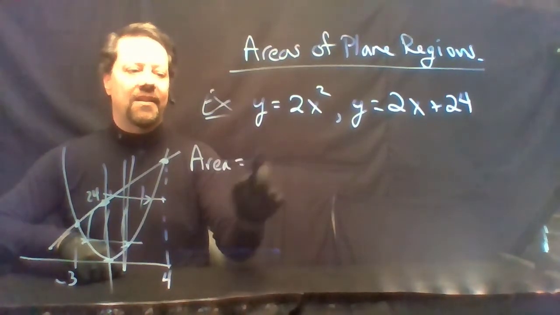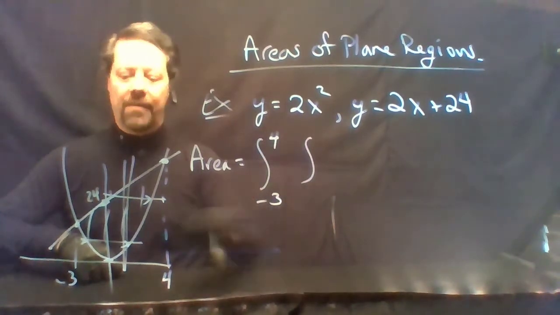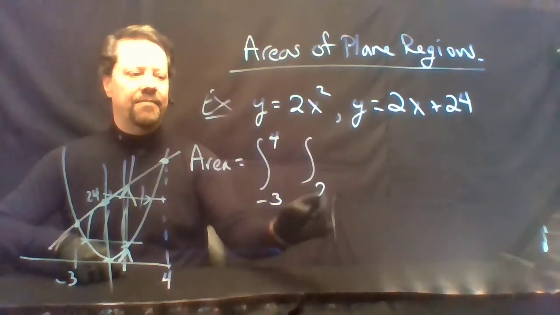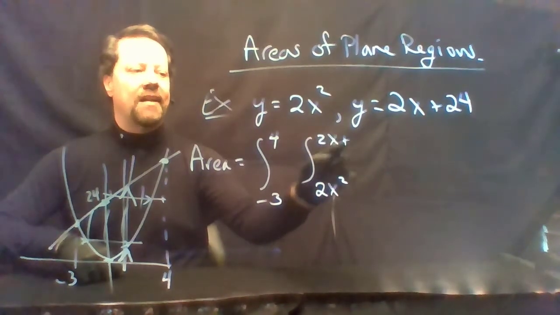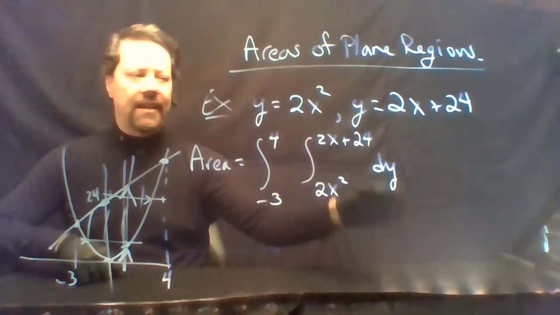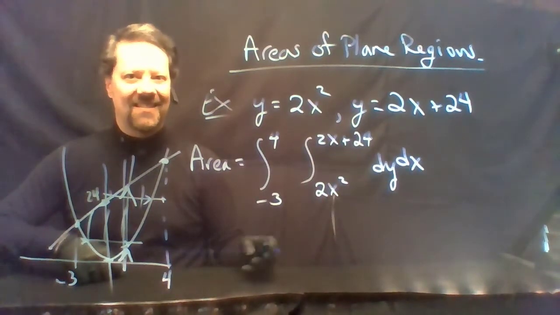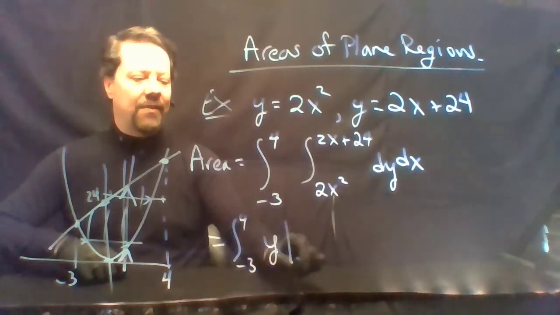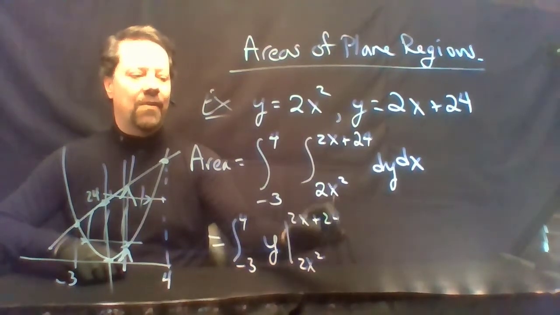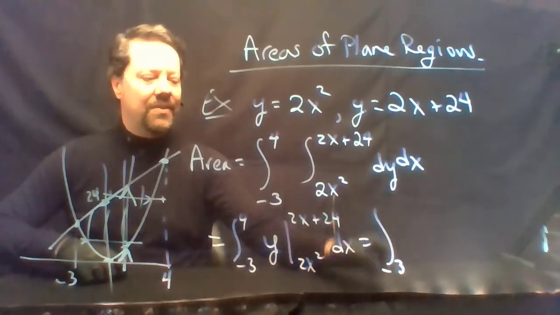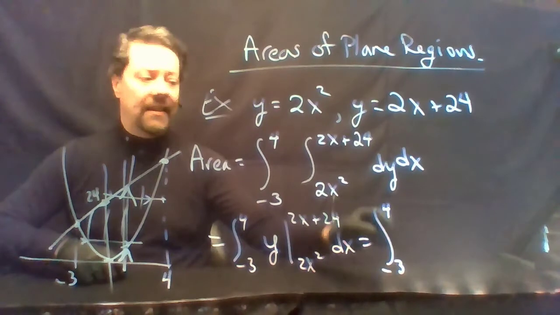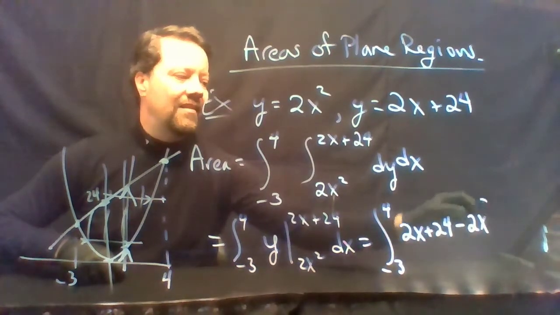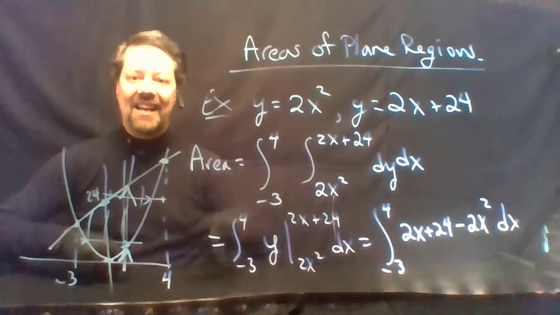The area of the region is then, using vertical cross sections, the integral from minus 3 to 4, and you go from bottom curve to top curve. The bottom curve is the parabola. The top curve is the line. And you're just integrating the element of area, which is dy dx. Integrating with respect to y, you get y evaluated from 2x squared to 2x plus 24 dx. This reduces to exactly what you would have done in Calculus 2. You take the top curve and you subtract the bottom curve. Isn't that exactly how you would have done this in Cal 2?